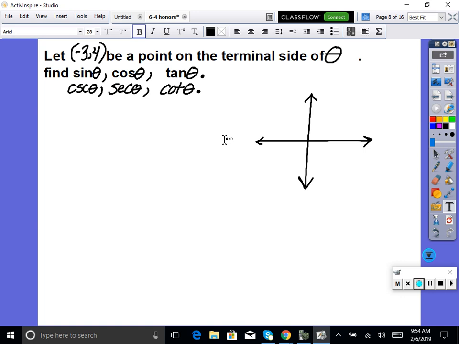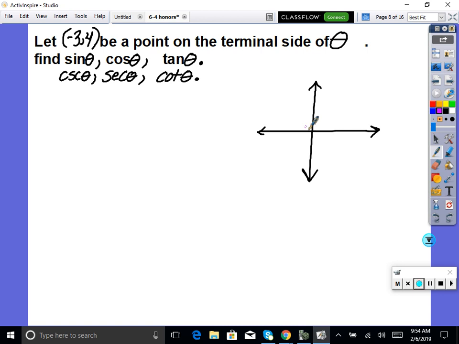It says, let negative 3, 4 be a point on the terminal side of angle theta. So let's go ahead and draw this in. We're going negative 3 units, up 4 units, a rough sketch. Now, from there, we have a right triangle, don't we? So shouldn't I drop right down like this? Create a right triangle. Then it just says find sine, cosine, tangent, cosecant, secant, cotangent.